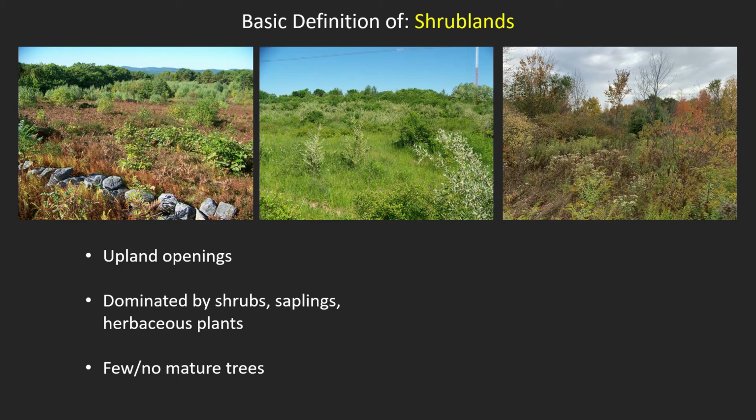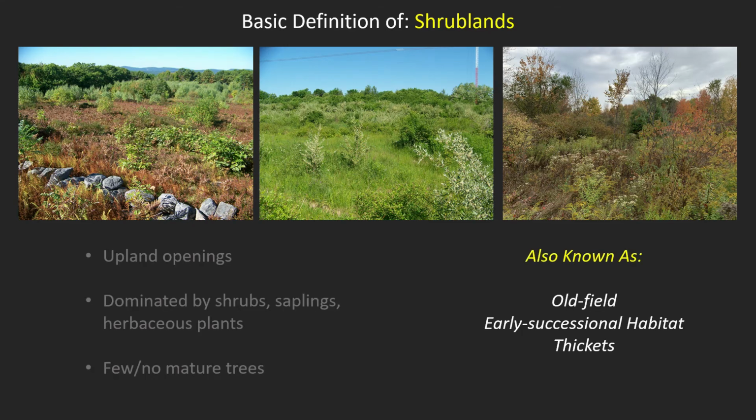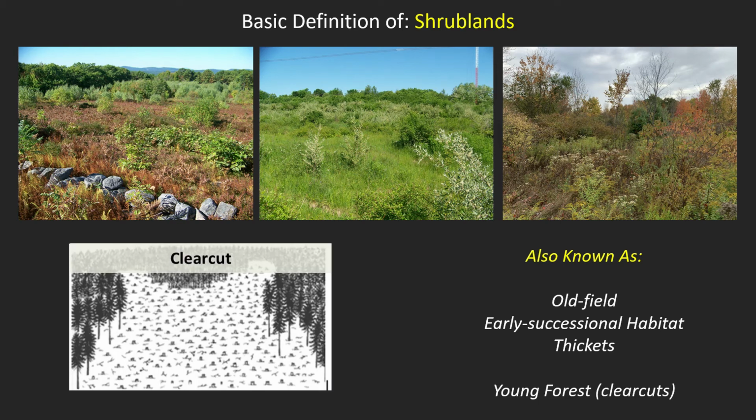Shrublands are upland openings that are usually dominated by a combination of shrubs, saplings, grasses, wildflowers, and ferns, and there are few or no overstory trees. If there are trees, they are spaced widely enough to not inhibit sunlight from reaching the shrubs. Shrublands go by a variety of different names, including old field, early successional habitat, and thickets. And they support many of the same wildlife species as young forest shrublands that are created by clearcutting.